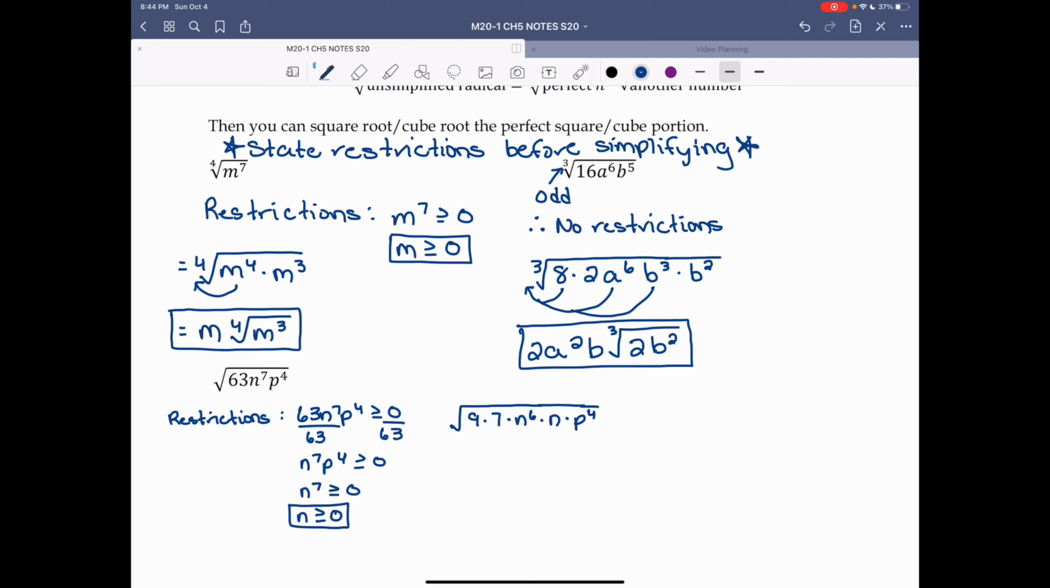Then we want to take the perfect squares out from under the root, which are 9, n to the 6, and p to the 4. And we get 3. n to the 6 divided by 2 is n to the 3. And p to the 4 divided by 2 is p to the 2. And then we have the square root of 7n.